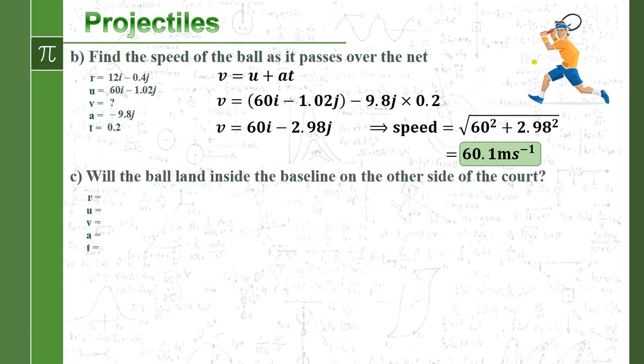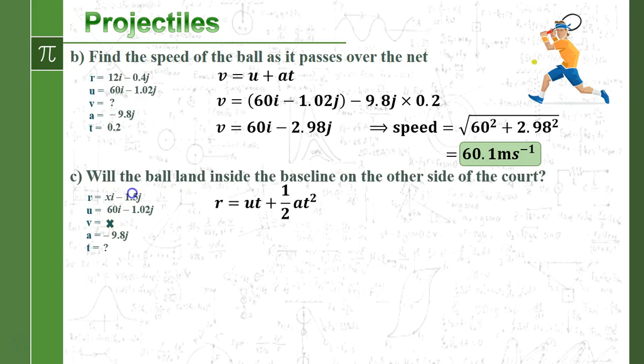Right, on we go to part C. Will it land inside the baseline on the other side of the court? So what I've done is said, well, if it lands on the other side of the court, at the point at which it lands, I know it's travelled x metres in the i component, and I know it will have travelled minus 1.5 metres in the j component, because we're modelling this from when the player hit the ball 1.5 metres above the ground. So that minus 1.5 represents when the ball hits the ground. There's our initial velocity, and there we've got acceleration, and time is the thing we don't know again.